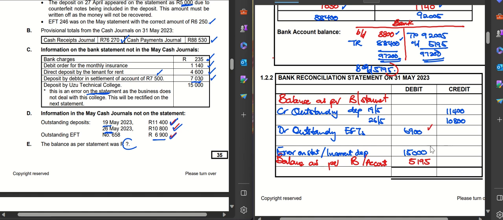It's going to be 6.9 plus 15 plus 5,195. That's going to give us 27,095. So here I have 27,095. 27,095 minus. That gives me a balance of 4,895. That concludes your bank reconciliation statement.